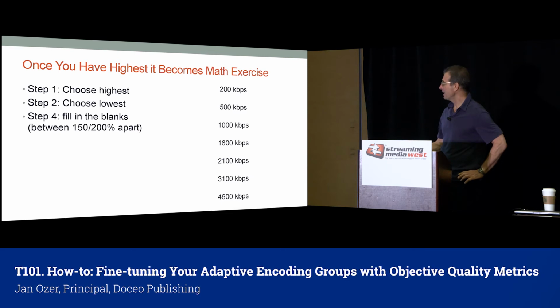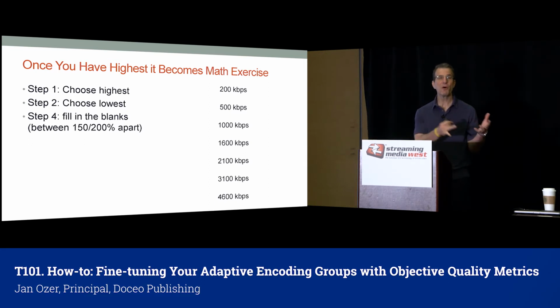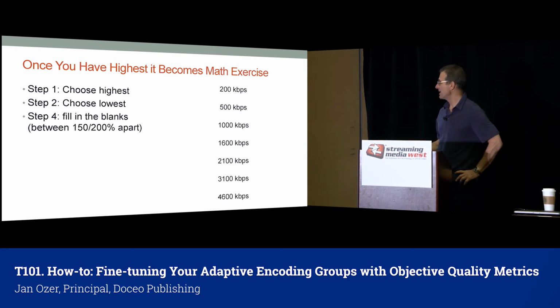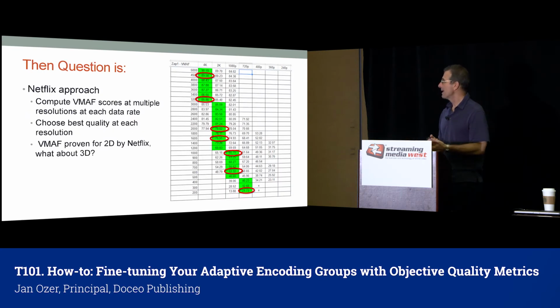So for me, if I was doing a group of files for a category or a single file, and the CRF value was 23, I would say, okay, that's my top rate. Then I would ask how low I want to go and what mobile devices I want to serve. And then I would just fill in the blanks using that 1.5 to 2x mathematics. Very simple. Now, how do you choose the resolution for these data rates?